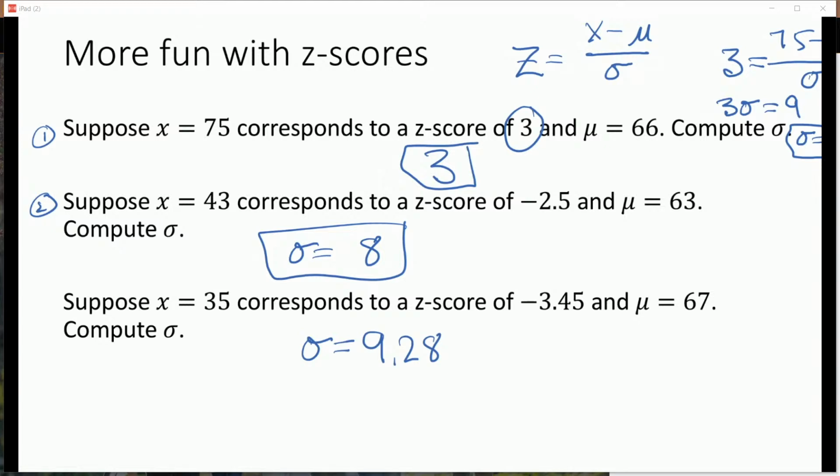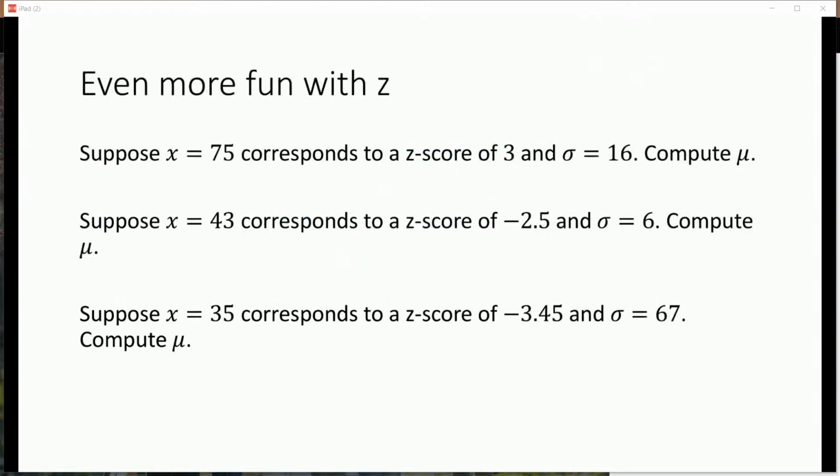Let's move on. As you can imagine, we could have even more fun with z-scores if we ask a slightly different question. We'll just do one more of these, but you could do this all day long, leaving out one of the 3 things about the z-score and then trying to figure out the one that's missing. Just as an example, let's say that x is 75. Let me write down the formula again.